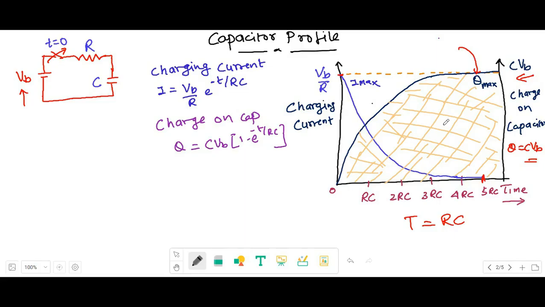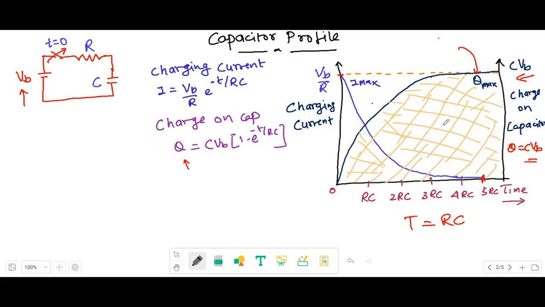Okay, and if you want to calculate the charging current, how it decays exponentially, I is going to be VB by R, the initial current, times e to the power minus t divided by RC. And what is the charge on the capacitor, how does it build up? It's going to be Q = CVB (1 minus e to the power minus t divided by RC). This is the charge stored.